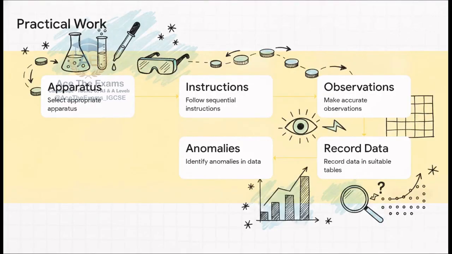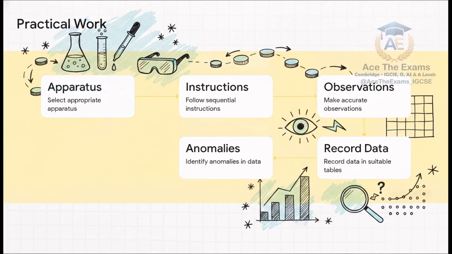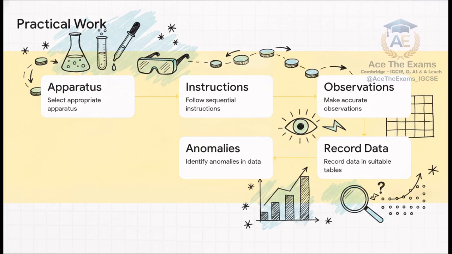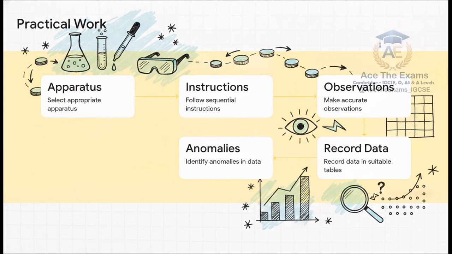And this ties directly into your practical experimental skills. Topic 4.1 isn't just theory sitting in a textbook, it heavily involves practical work. Standard memorization just won't cut it. You have to demonstrate that you can select the appropriate apparatus, follow sequential instructions, make highly accurate observations, record that data in suitable tables, and rigorously identify anomalies.